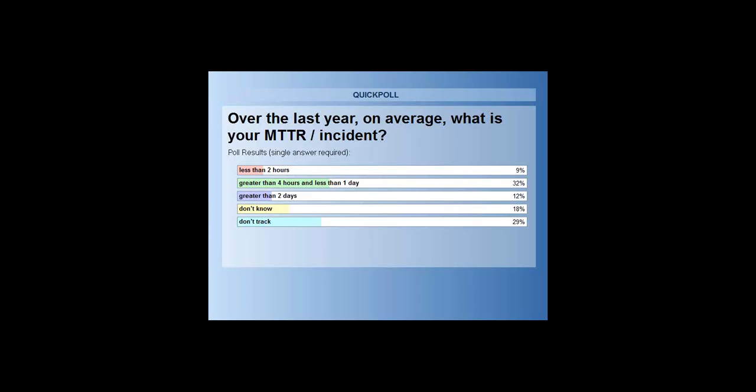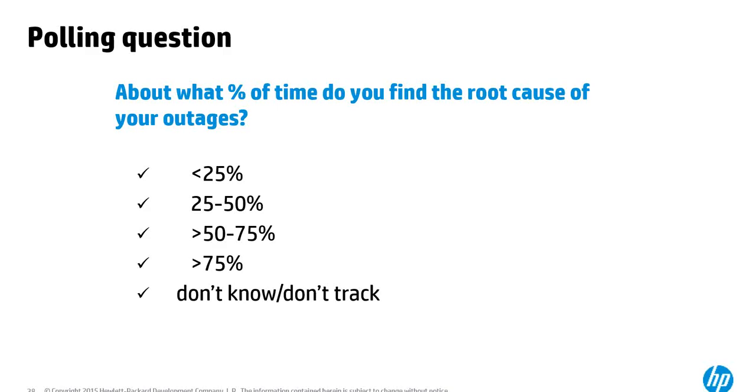So the polling results show that 9% of them answered less than 2 hours, 32% greater than 4 hours and less than 1 day, greater than 2 days, 12%, don't know, 18%, and don't track, 29%. So I hope this gives you, Alina, a little bit of idea of where the audience is. Yeah, I think the breakdown of the answers is pretty much in line with what we see in the industry. We are trying to allocate the dollar amount that constitutes the cost of downtime for all of us participating in problem troubleshooting versus the opportunity cost of leveraging something like an Operations Analytics solution to get you to this root cause faster.